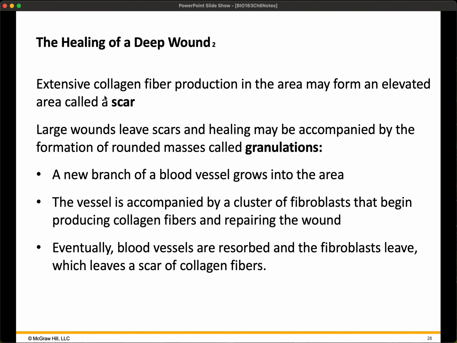Okay, so we're still in this one though. Extensive collagen fiber production in the area may form an elevated area called a scar. So as your body is repairing itself, sometimes it over delivers and it kind of produces too much of a certain fiber of these collagen fibers, and so that causes a scar to form, and it can create a slightly raised area. Sometimes your body will then regress and will actually start to kind of destroy those extra cells, and so that's why scars can fade over time.